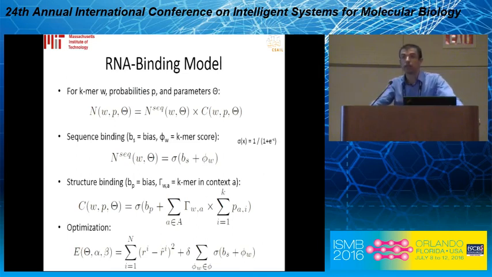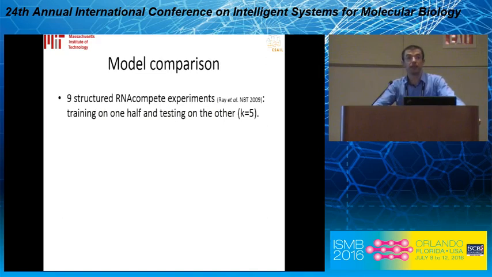And the way that we learn the parameters is by minimizing the sum of squared errors between the predicted probe intensities and the measured probe intensities, which is found here. And we have a regularization term to keep most of the sequence scores small, and having only a few kmers with high scores. So now to the tests and validation.